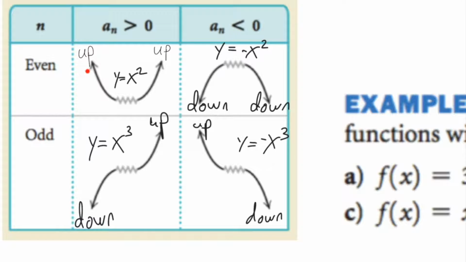Similarly, y equals x squared is the same thing as y equals x to the 4th, to the 6th, to the 8th, to the 10th. Y equals x to the 20th would look like this. It would have up, up end behavior.